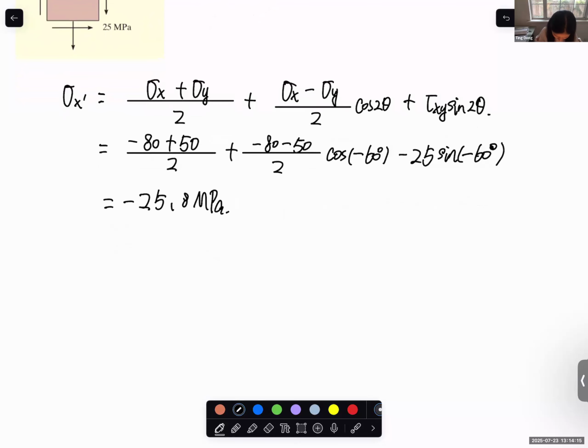And for the tau x prime y prime, again, plug into the equation. If we need to use this equation, we'll be providing it in a quiz or exam. We don't have any quiz anymore, but we'll provide it in the exam.